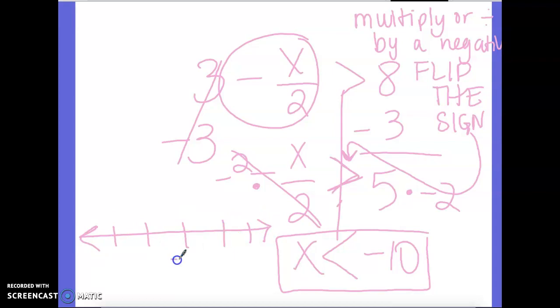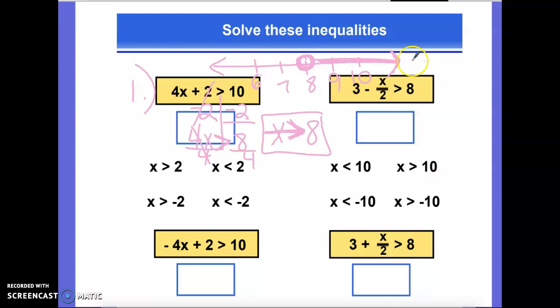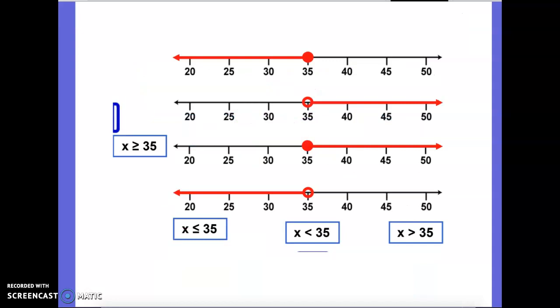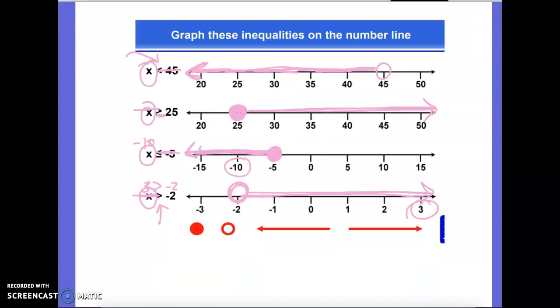So if I have -10, this is going to be -11, -12. This will be -9, -8. It'll be an open circle, but because we had to flip the sign, it is less than. It's to the left. So the biggest things here, if you multiply or divide by a negative, you flip the inequality. You have to do number lines with your answers to show all of your answer choices. And these number lines do matter with if they're an open circle or a closed circle.